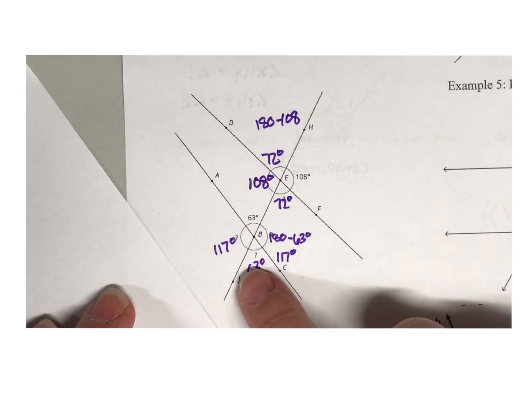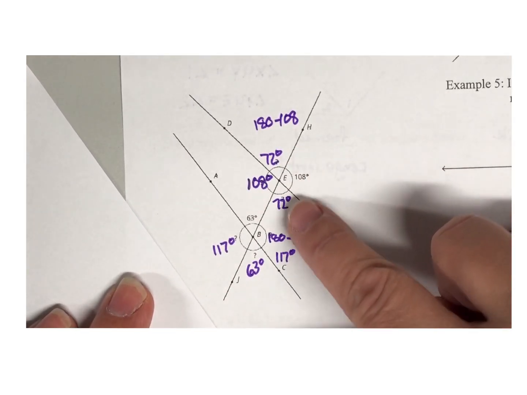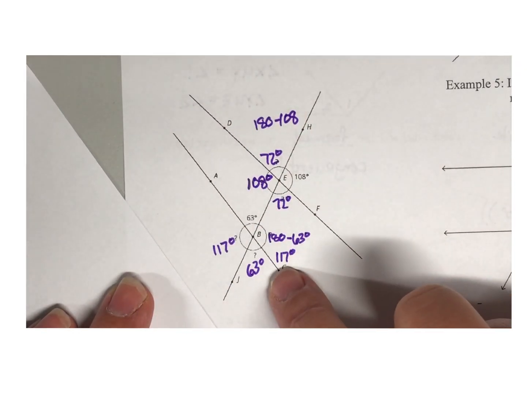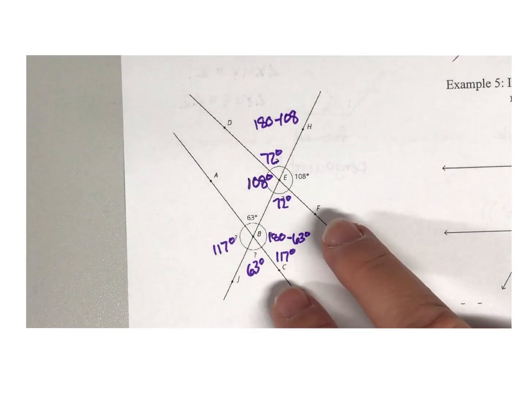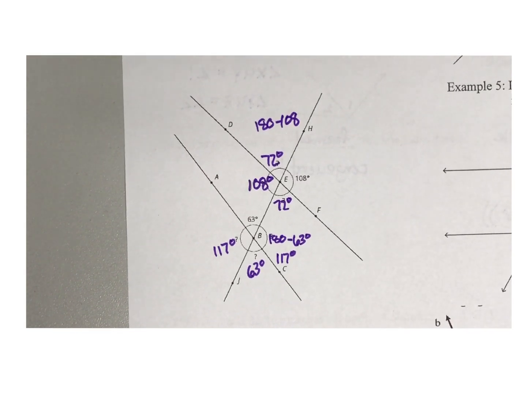Notice how all of these angles here are different, the ones up here. The reason why is because these are not parallel lines. You cannot follow the parallel line information. You cannot do that. It only works when they're parallel lines cut by a transversal.